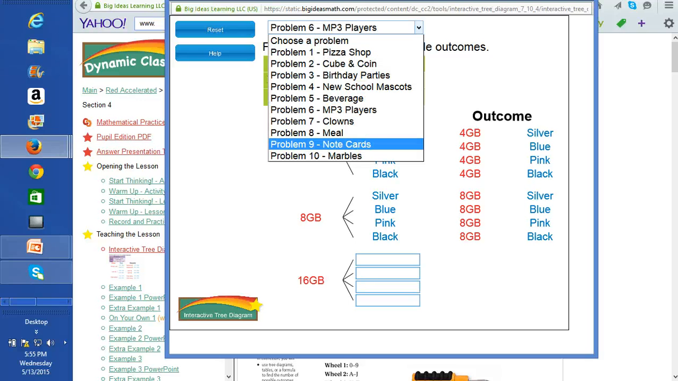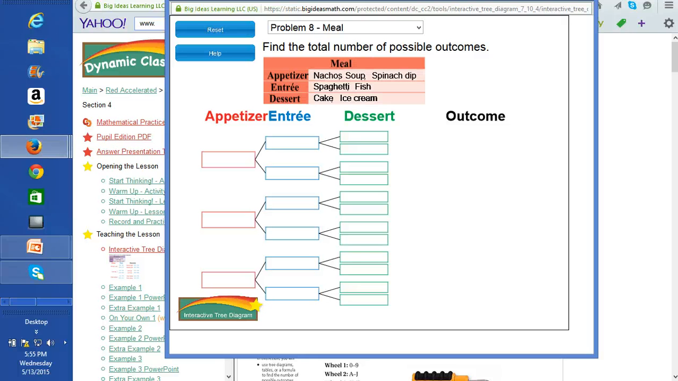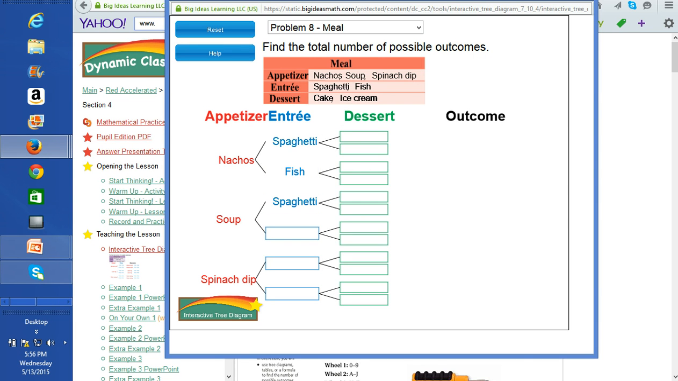Let's see what else they've got. A meal. Oh, this has 3, so this is kind of cool. So for an appetizer, I could either have nachos, soup, a spinach dip, and then for my entree choices, I could have spaghetti or fish, and then spaghetti or fish, spaghetti or fish. And then for my dessert, I can either have cake or ice cream.